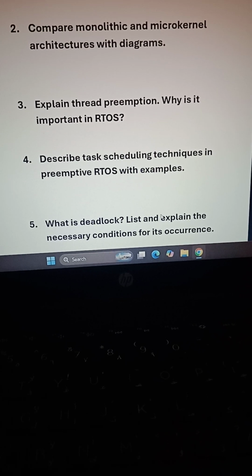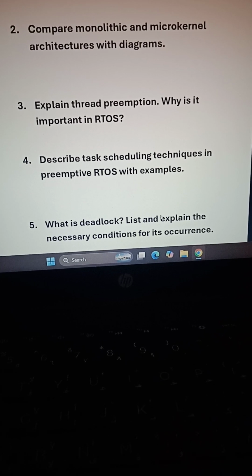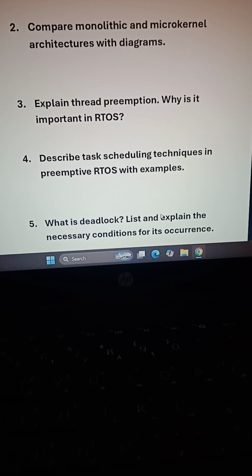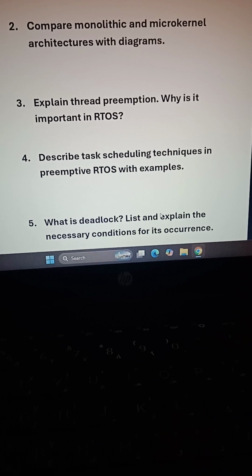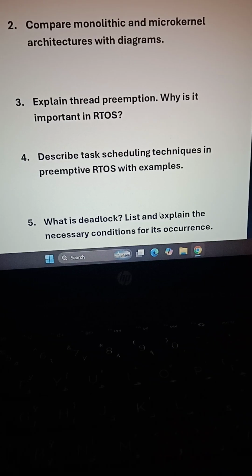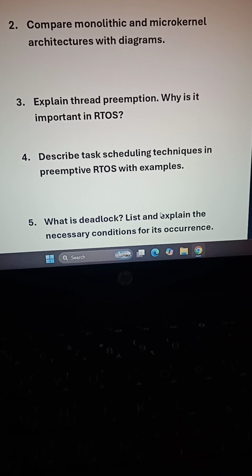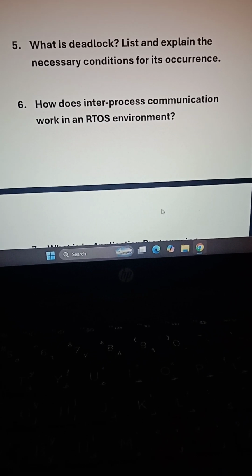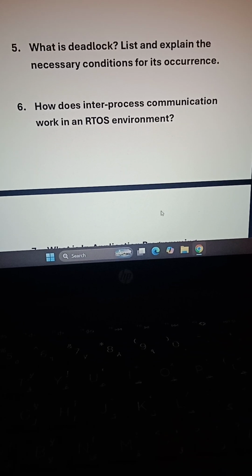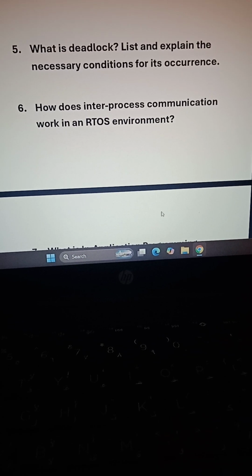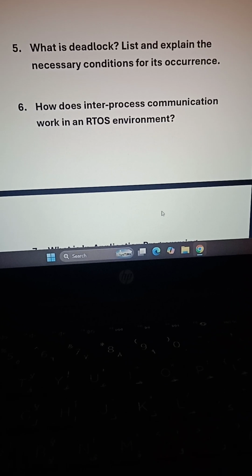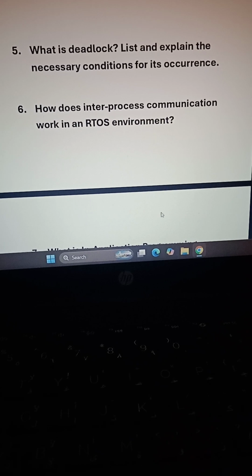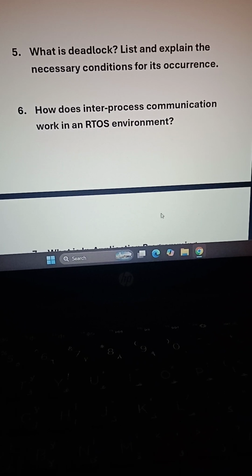Question number 2. Remember, question number 2 from module 3 is very important. Explain thread preemption. Why is it important in RTOS? Question number 4. Describe task scheduling techniques in primitive RTOS with examples. 5 is very important. What is deadlock? List and explain necessary conditions for its occurrence. How does inter-process communication work in an RTOS environment?